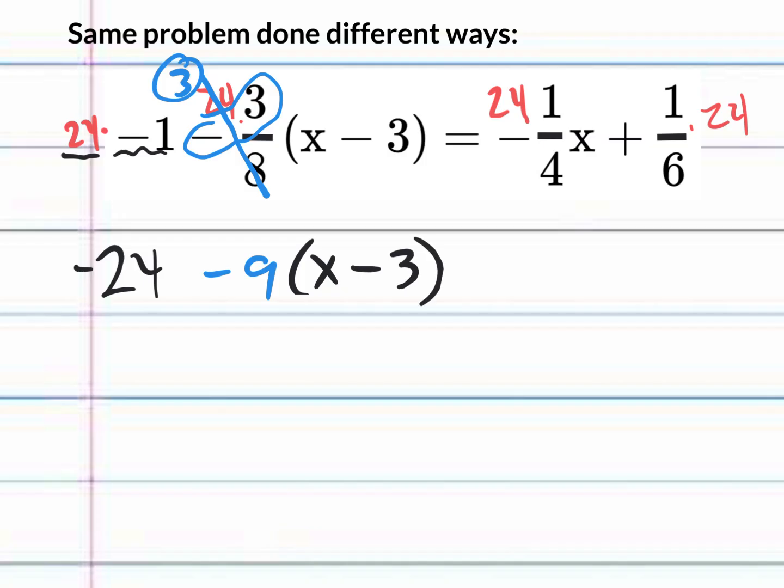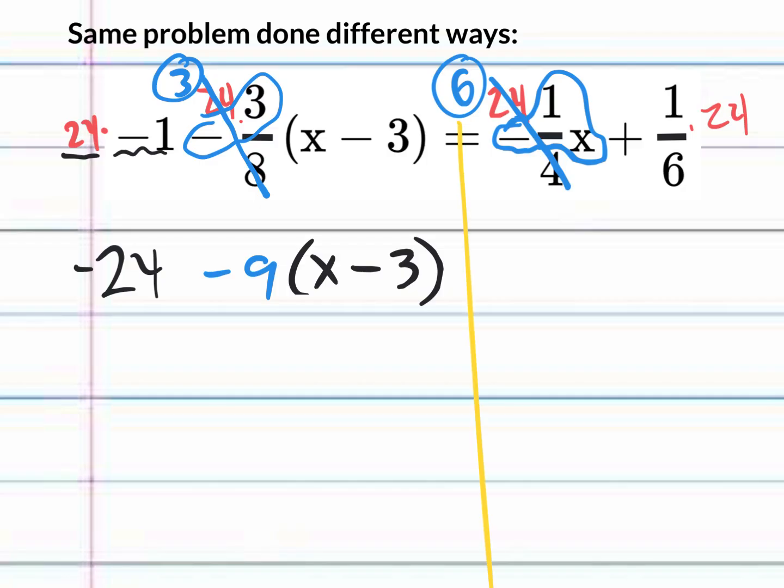Then over here, 24 divided by 4, that's 6. So you really have 6 times the negative 1x. That would be a negative 6x. And of course, we have the equal sign that separates the sides. And then last but not least, 24 divided by 6 is 4. And 1 times 4 is 4. So we got rid of all fractions at the same time by multiplying everything by the LCD.